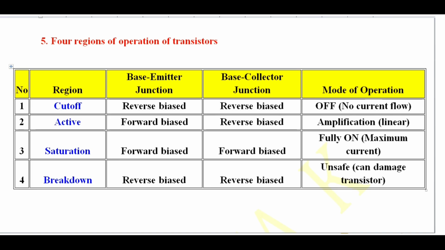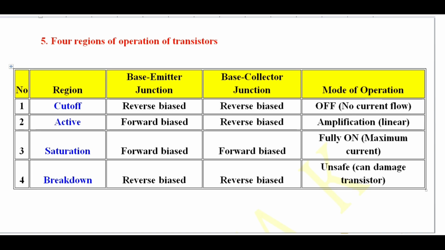Next, breakdown region. In this region, the collector base junction is reverse biased, but the voltage becomes too high and thus it exceeds the critical limit called breakdown voltage. When this happens, the junction breaks down and a larger current suddenly flows. This can overheat and damage the transistor permanently. So it is an unsafe region and is usually avoided in practical circuits.